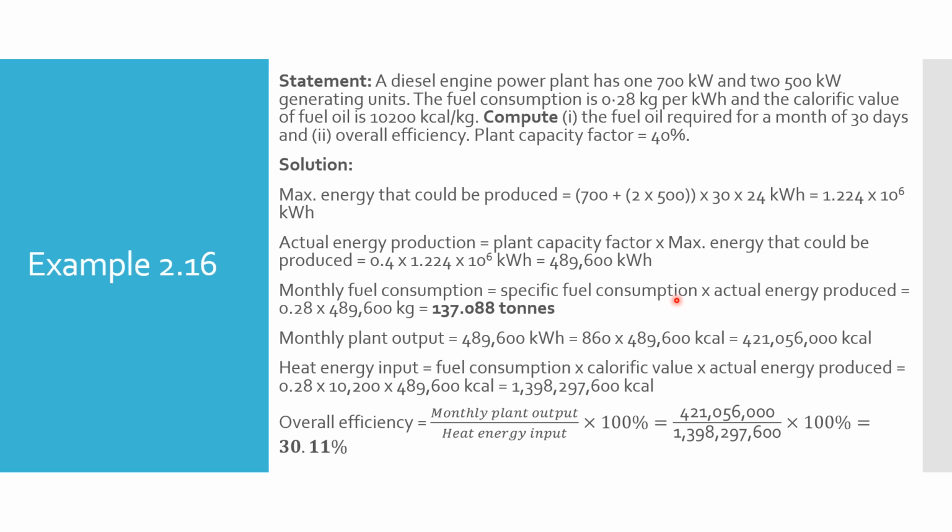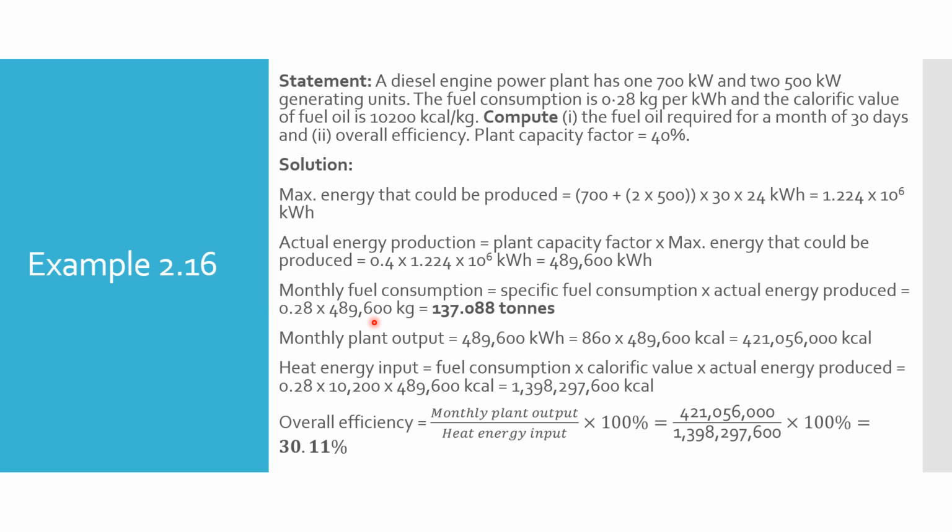So you have to find out the monthly fuel consumption, and that would be specific fuel consumption, which is kilograms per kilowatt hour, into actual energy which has been produced. So that will give you the total kgs of fuel which you require. So the specific fuel consumption is 0.28 kilograms per kilowatt hours, and total number of kilowatt hours which are produced are given here. So you get the total amount of fuel required as 137.088 tons. It was 137,088 kilograms. So I have converted those kilograms into tons.